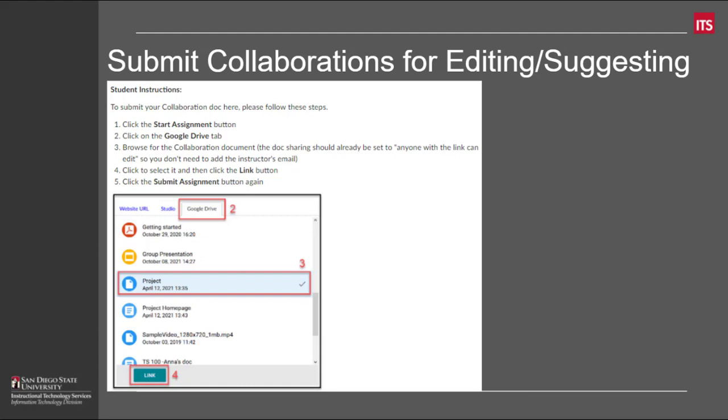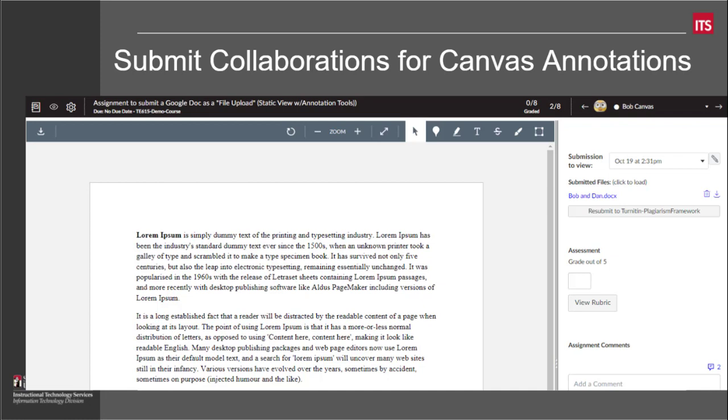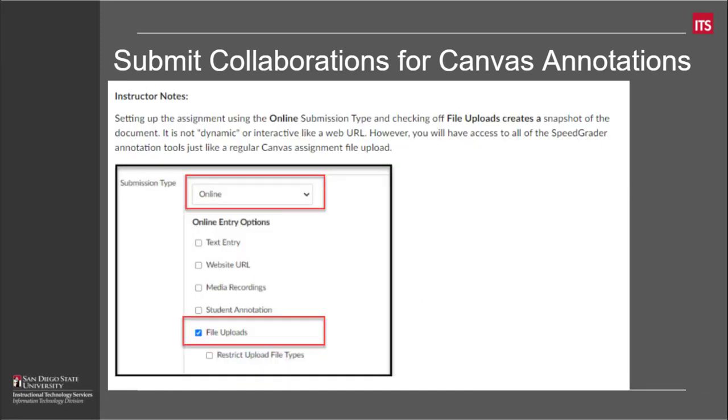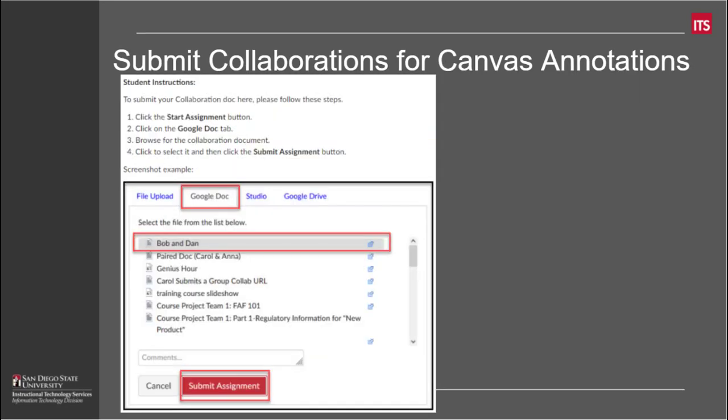If you wish for the submission to be similar to the one seen here, which is uneditable, can be run through the Turnitin plagiarism detection framework, and allows you to annotate or provide feedback using Canvas tools, set up the assignment to be online and as a file upload. Setting the assignment up this way will ensure that students cannot make edits to the submission beyond the due date as it freezes the doc, sheet, or slides.